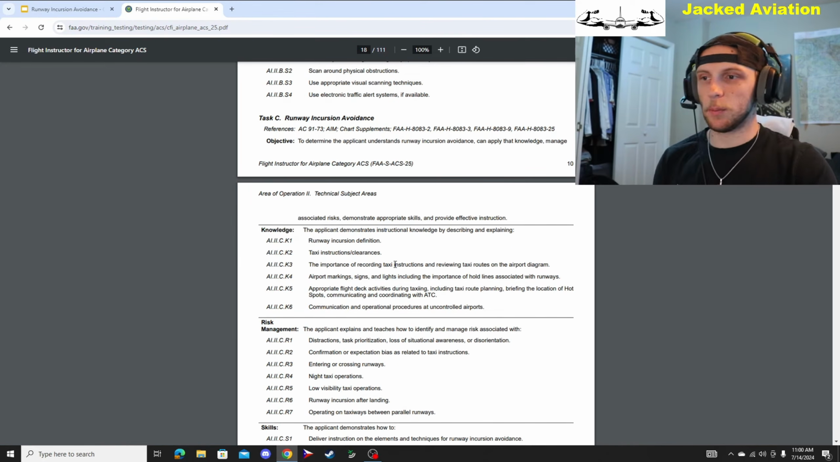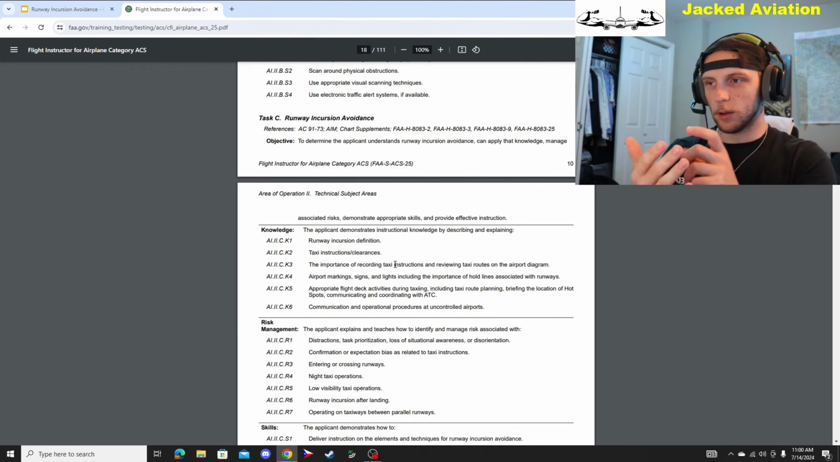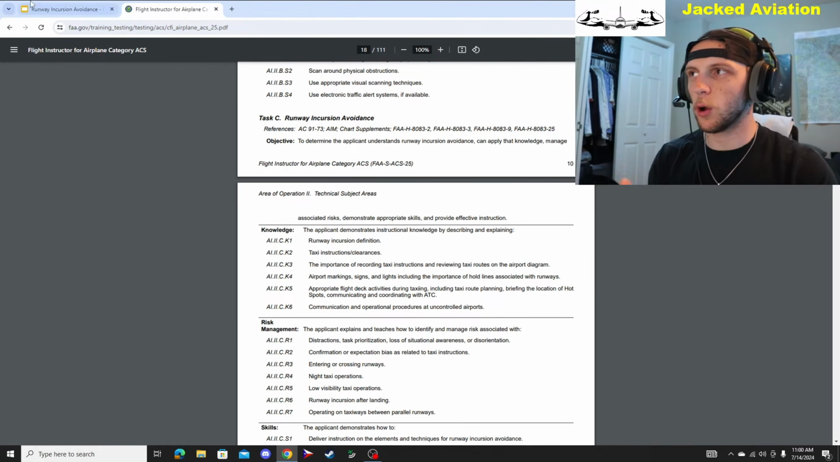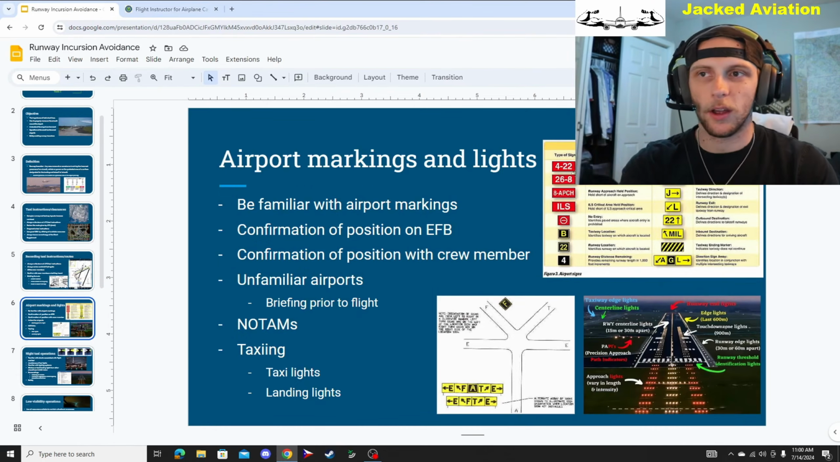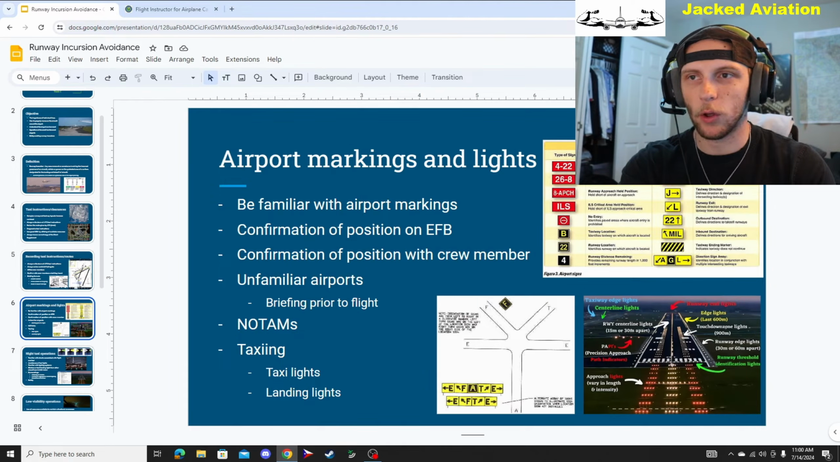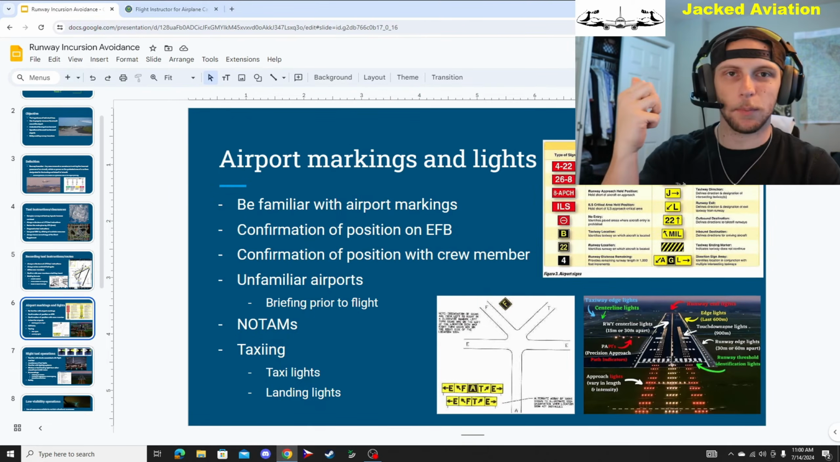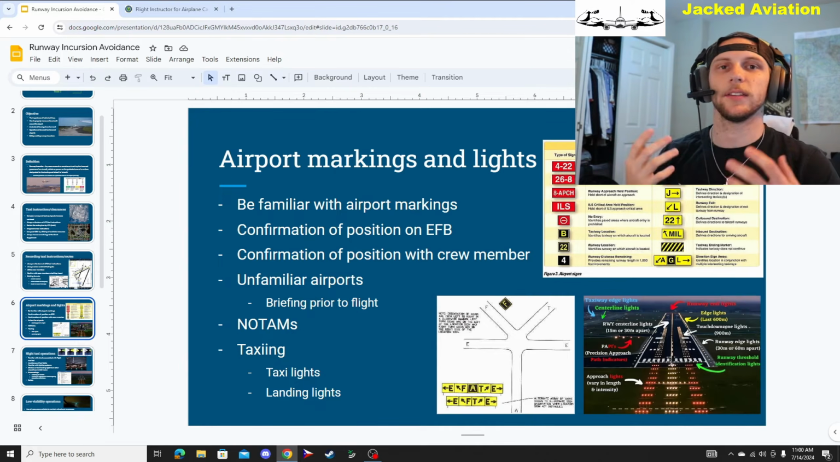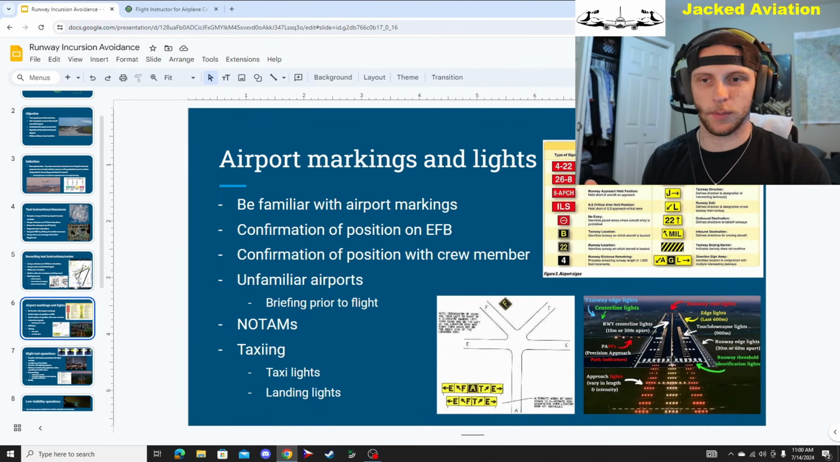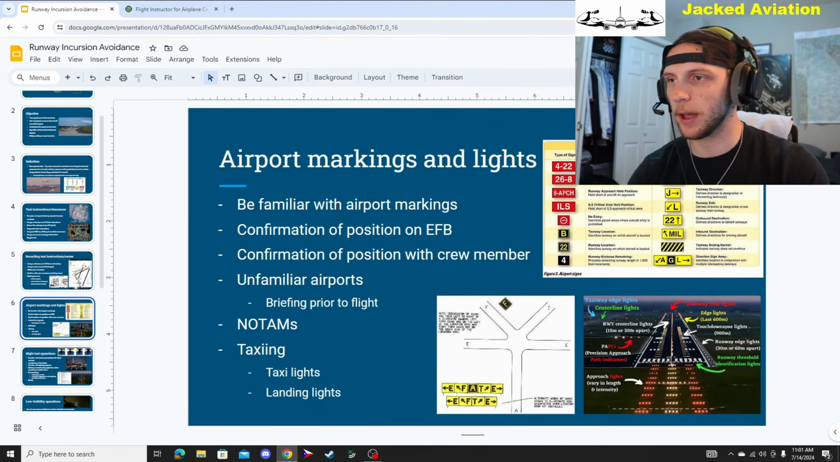So I go in the PHAK or the Airplane Flying Handbook, I look up all the airport markings. Okay, I go on Google, I find a picture, right? Over here, the taxiway runway hold position, the type of sign it looks like, right? Again, DPEs love pictures. Everyone loves pictures. They make things very easy, especially for new private pilot students.